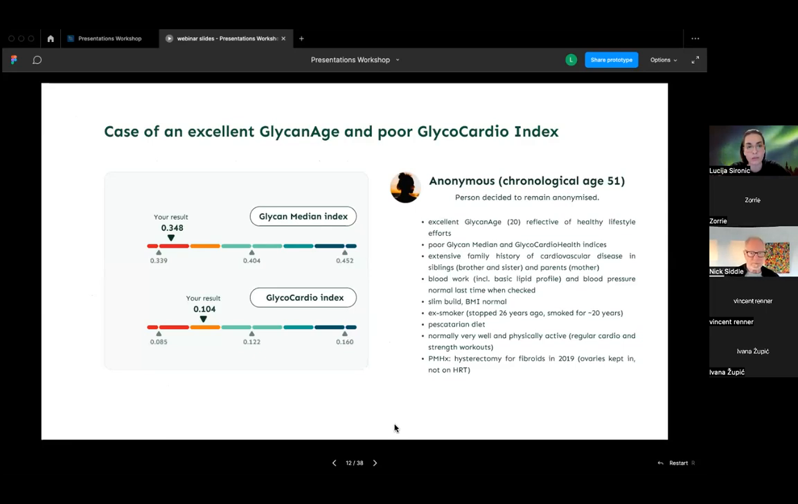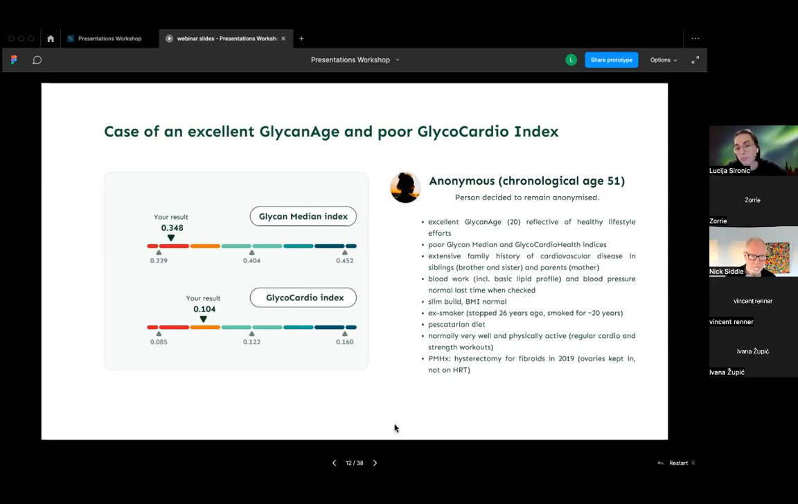So to give you some context and to illustrate all these things better with what matters the most, and those are our clients, I'm going to give you a case study of one of my clients, actually. It's a really interesting case of a 51-year-old female who decided to test for GlycanAge out of curiosity, really, and just to see what is her body doing, and how well it is controlling inflammation. So her GlycanAge came back as 20, which was excellent, obviously, quite reflective of her healthy lifestyle.